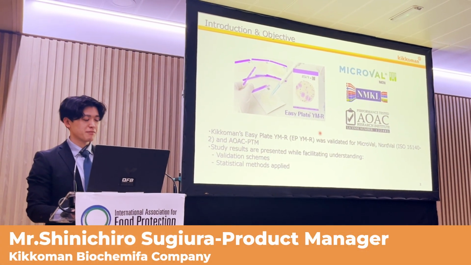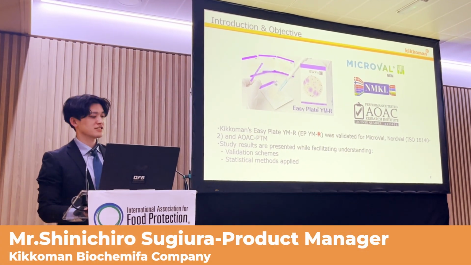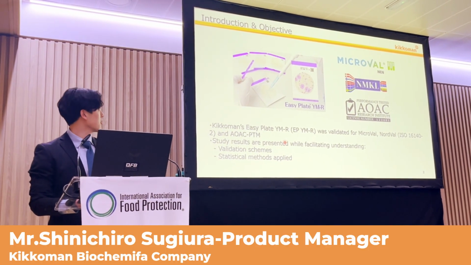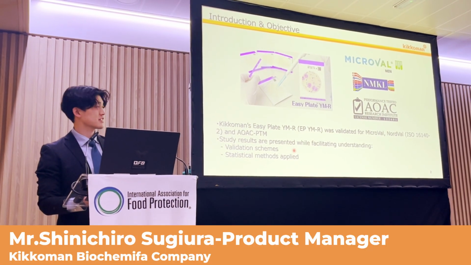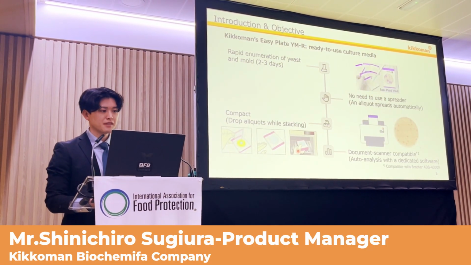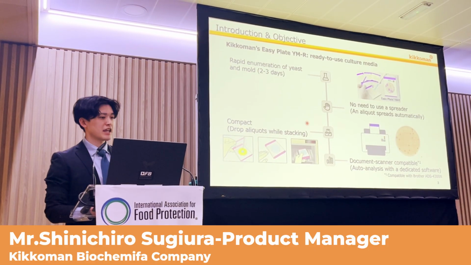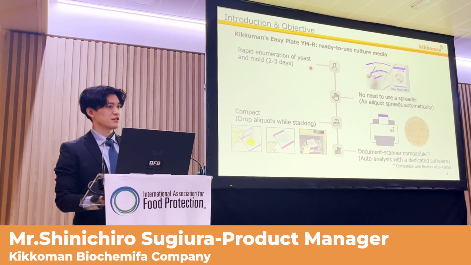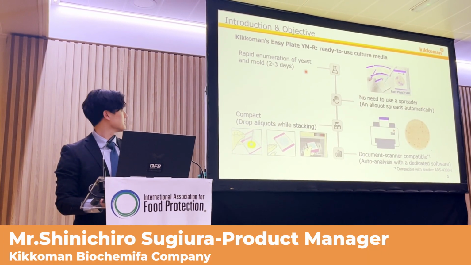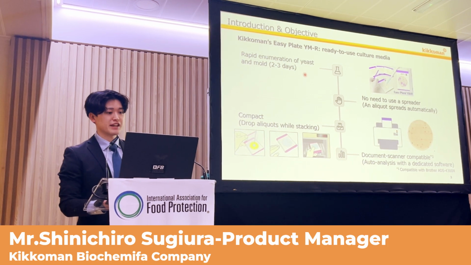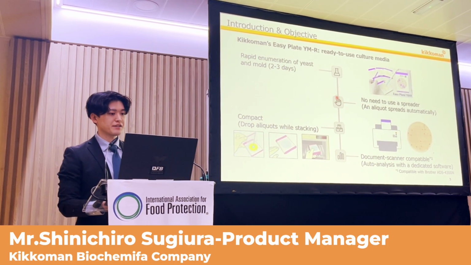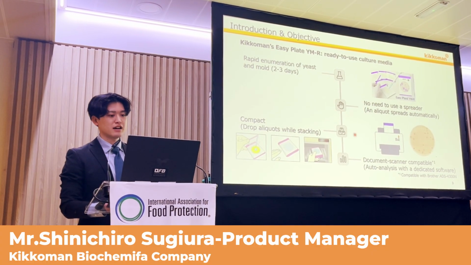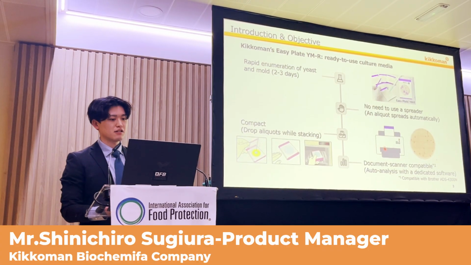NordVal, and AOAC PTM. So I will present the study data in a way that helps deepen the understanding of the validation schemes and statistical methods applied. Just briefly, EPYMR is a ready-to-use culture media for the rapid enumeration of yeast and mold, giving results in 2 to 3 days. And it is simple because it doesn't need a spreader, and it is compact, and colonies can be counted with a software.